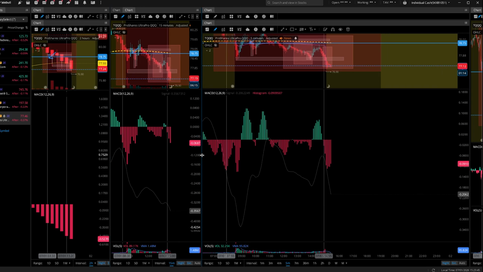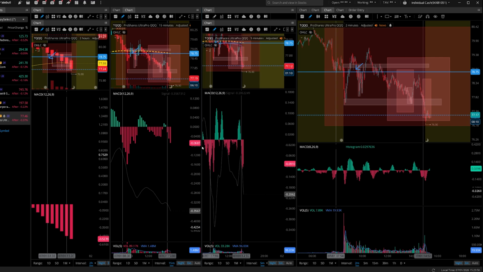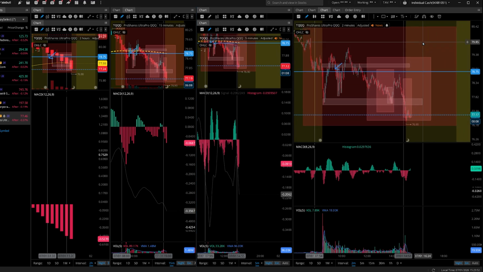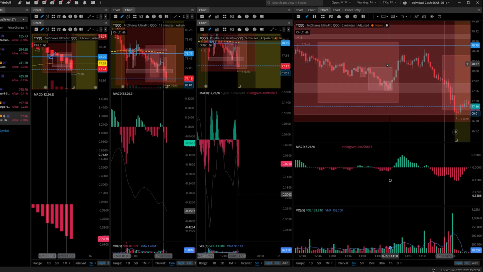I'm going to organize these here. Almost done. Okay. So within the rectangle, within the rectangle, within the rectangle, that's our first entry. That's our first alignment channel for the day, which happened right here.